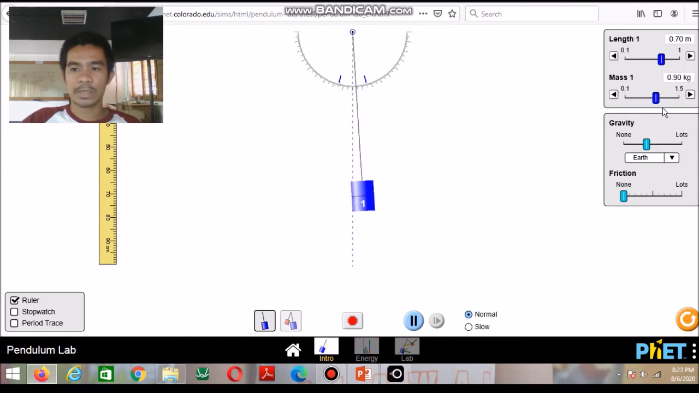No matter how I change the mass, increase or decrease the mass of the pendulum bob. Now I'm going to change the length of the pendulum and make it shorter from this length. The shorter the length of the pendulum, the faster it oscillates.